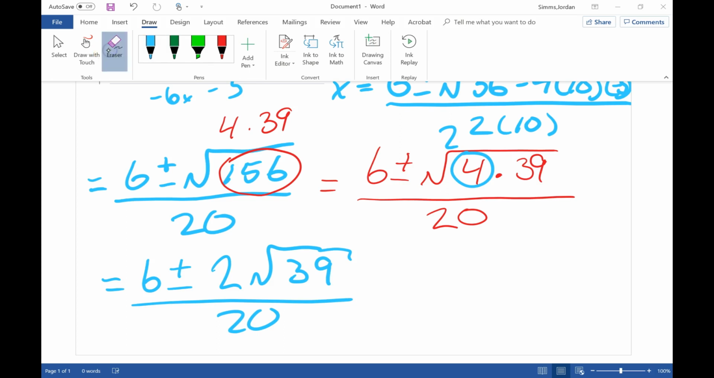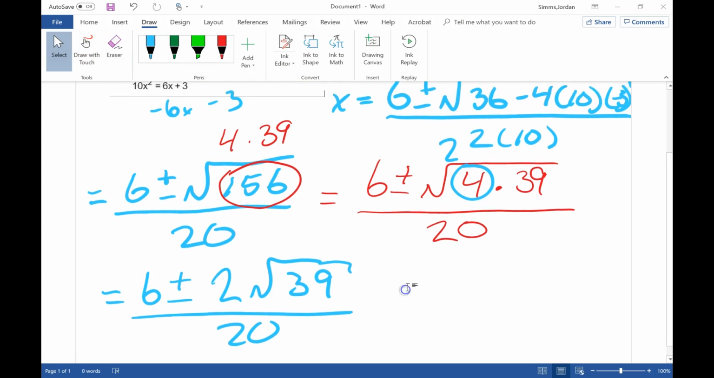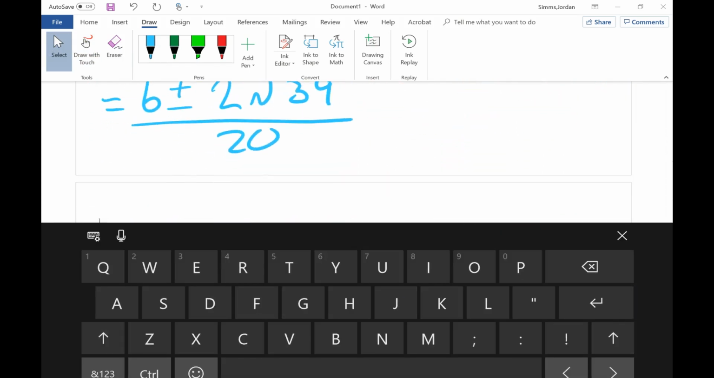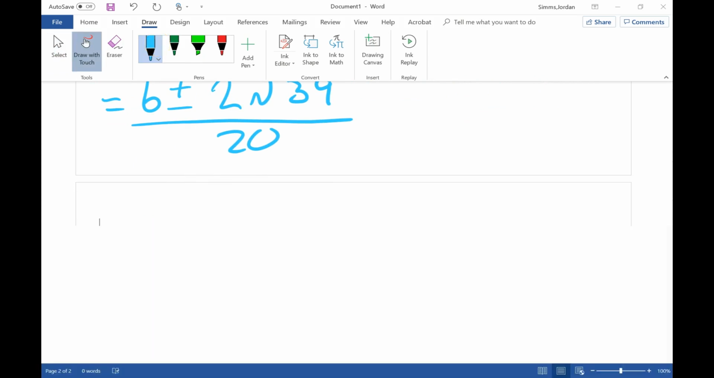Okay? So let me just make some more room here. There we go. We're going to get the drawing tool back. We'll get rid of that. All right. Oh, sorry.